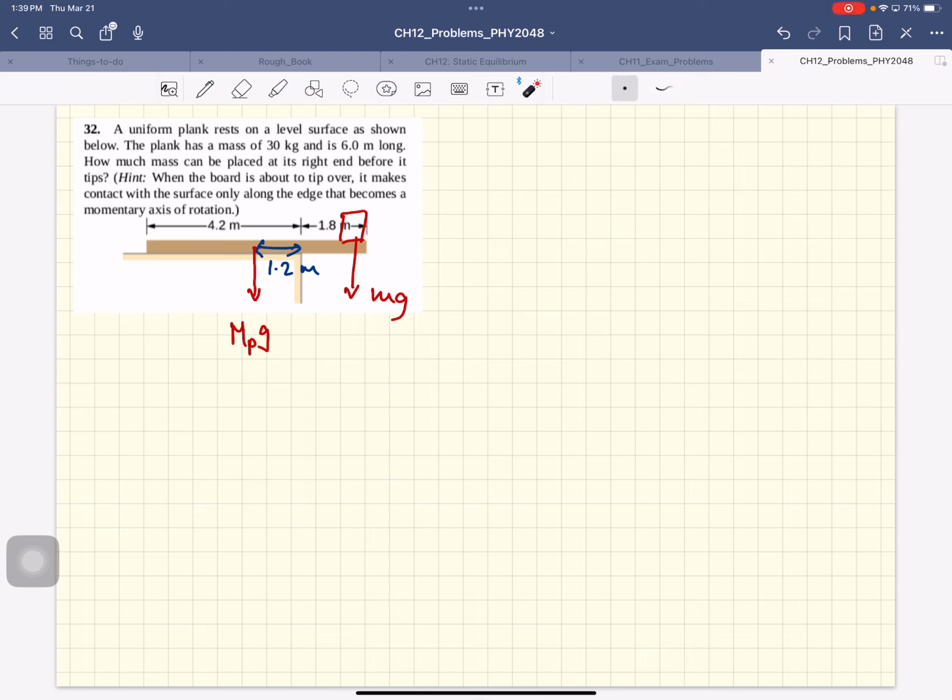Okay, and again, what is it that you want? You don't want this to rotate. So right now all you need is this equation: the sum of the torques needs to be 0. And this torque is a clockwise torque. Clockwise torques are taken to be negative.